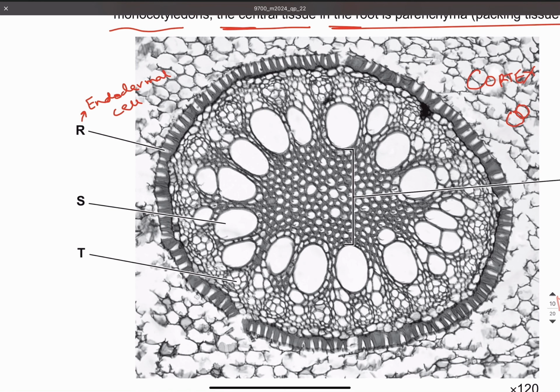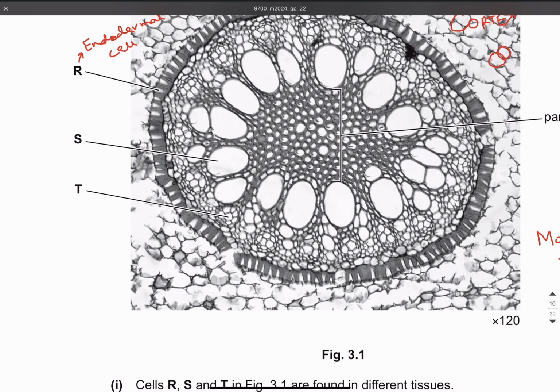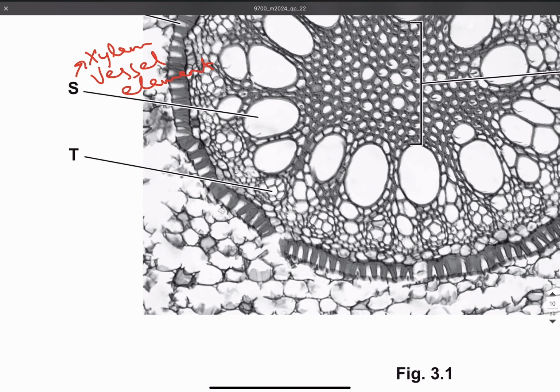So as they mentioned that in the monocot root, the transport tissues are same, right? But only the arrangement is different. So over here we have the endodermal cell. R is the endodermal cell. S over here, the large cell, is the xylem cell, or we can say xylem vessel element. And the T, the small cell over here, is the phloem cell, or we can say sieve tube element.